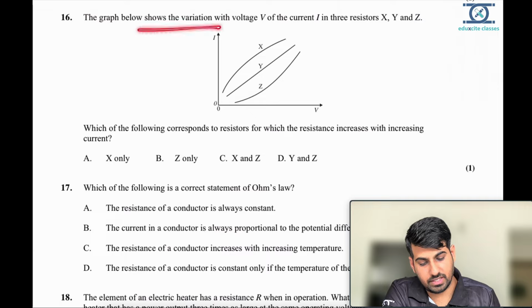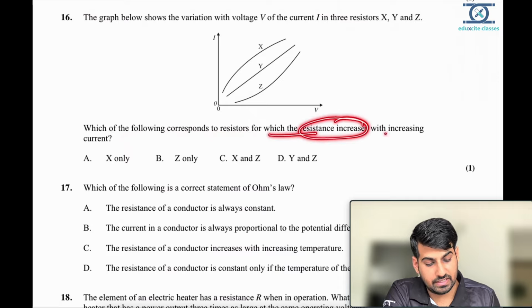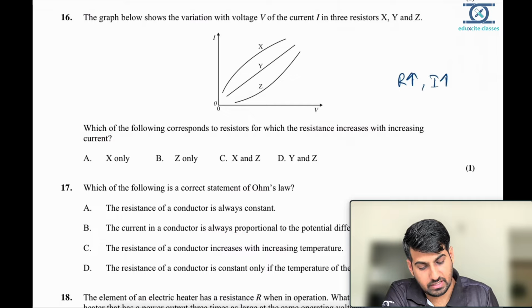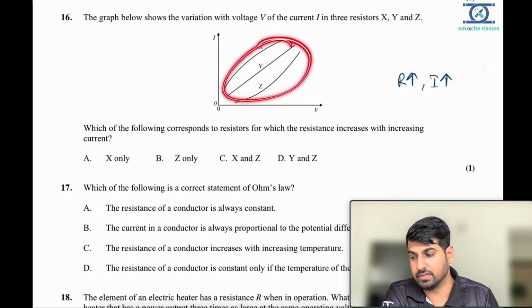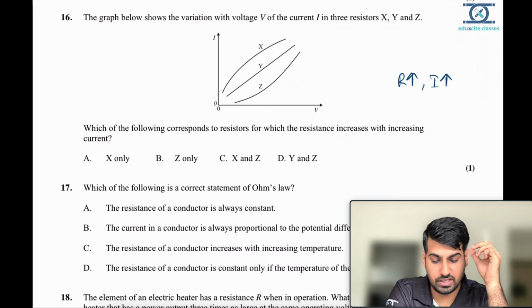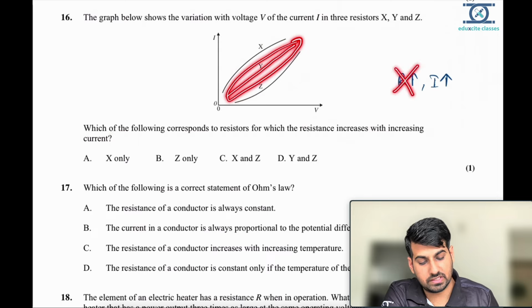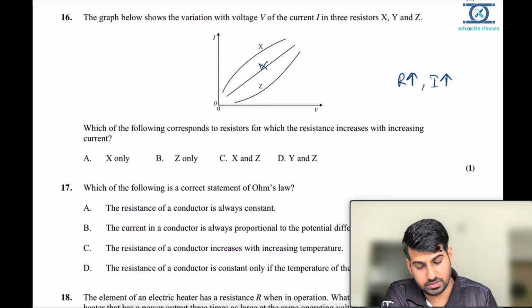Now question number 16. There are 3 resistors. Current I in 3 resistors are X, Y, Z. Which of the following correspond to a resistor for which the resistance increases with increasing current? Now you see here resistance increases with increasing current. Which of the following graph is the most suitable? Now if you see here, the V versus I is the Ohm's law. So where the resistance does not change, so Y will not be the option. Okay, so this is incorrect.